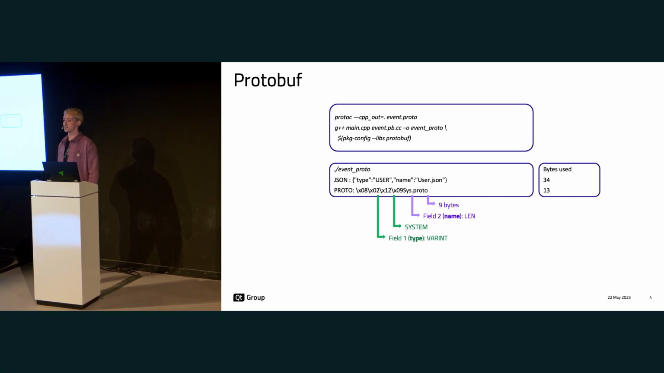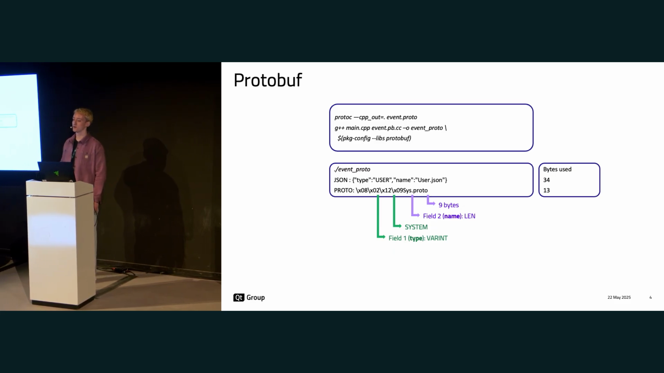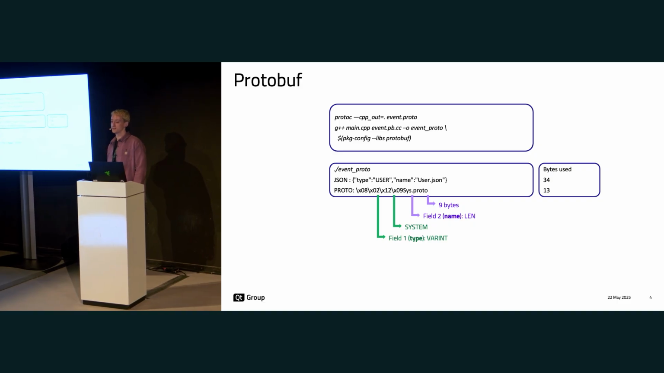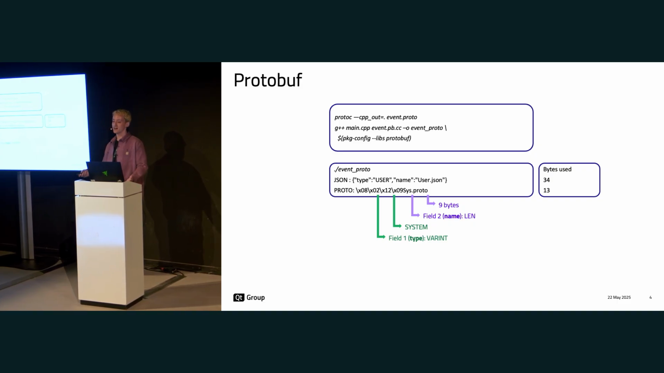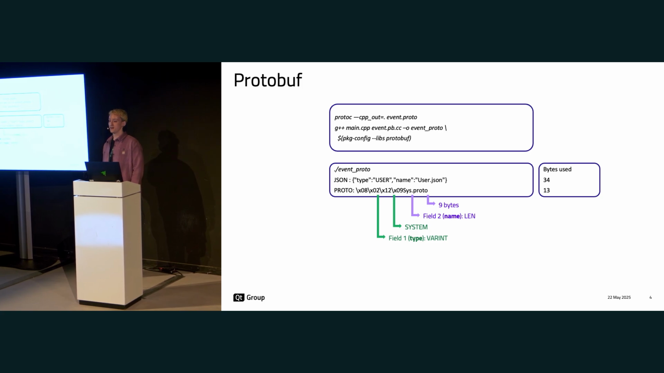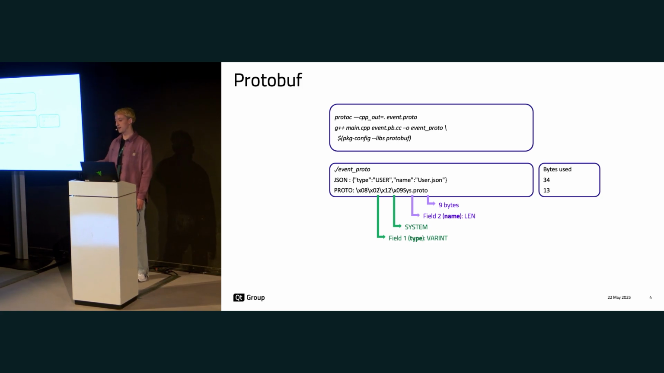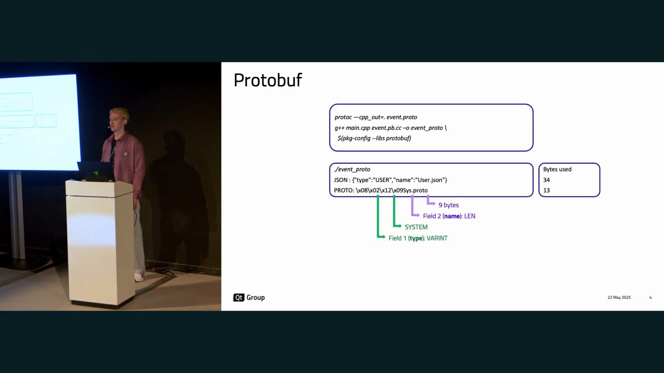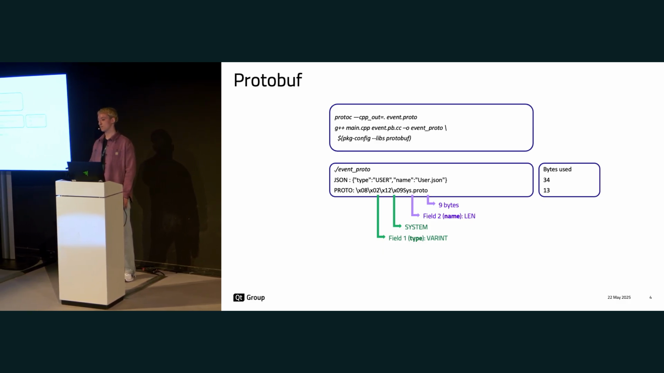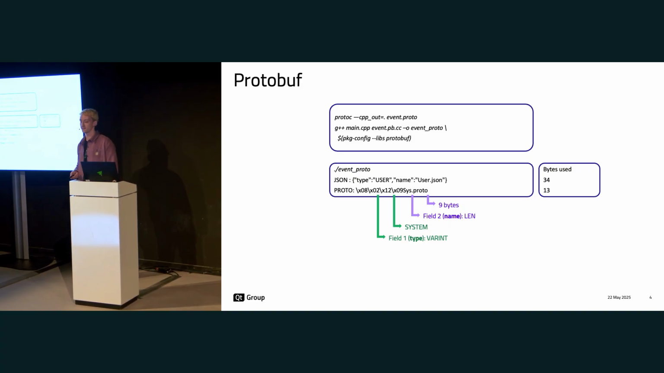Of course, JSON is very verbose. And we achieved that because we have binary keys, for instance. So our type here just takes up 1 byte. And it's of type varint with the value 2, which is the system. And then followed by field 2, the name field, which is of type length, followed by 9 bytes, and then the string, and that's how we end up with our 13 bytes.